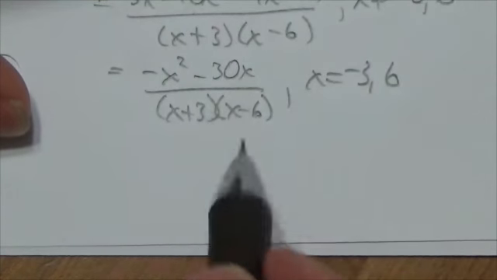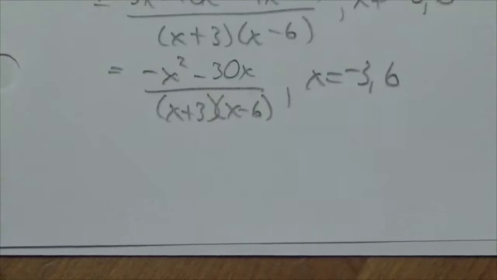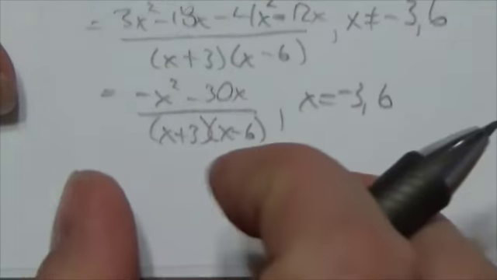Because I can't cancel anything there, there's nothing similar in the numerator and denominator, there's really no point. I mean, all I'd be doing is taking out a common x. That doesn't make it simple. That just makes it look different. That's about as far as I can go. That's a good place to stop.